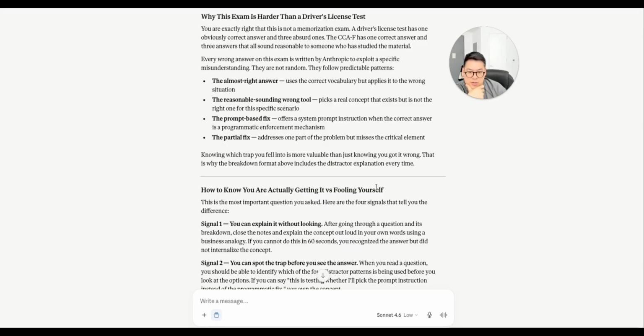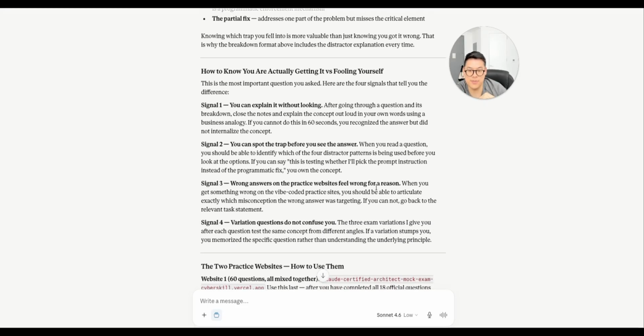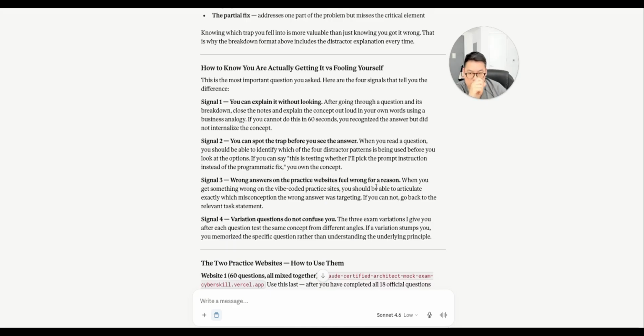The reasonable sounding wrong tool, the prompt-based fix, and then the partial fix. Knowing which trap you fall into is more valuable than just knowing you got it wrong. That is why the breakdown format above includes a distractor explanation every single time. How to know you're actually getting it versus fooling yourself.